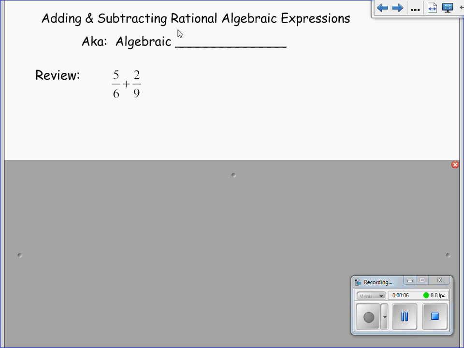Okay, so today is October 28th, it's Monday, and today we're looking at adding and subtracting rational algebraic expressions. This gives us a chance to review what the word rational means. You'll recall from our previous study that a rational number is any number that can be written as a fraction. So another title for this could be algebraic fractions.